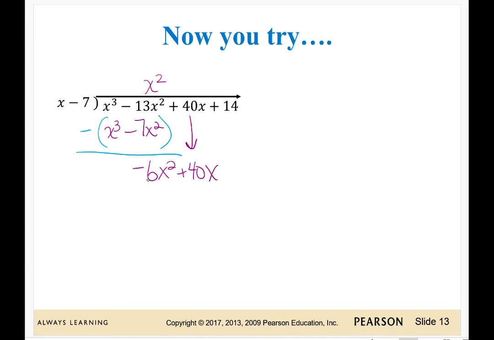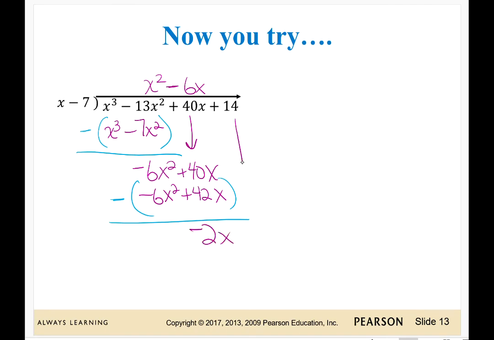So x times negative 6x, so this would be minus 6x. So negative 6x times x gives me the negative 6x squared. Negative 6x times negative 7 is positive 42. I'm going to subtract all that stuff. So subtracting a negative is adding the 6x squared, so that'll go away. And then 40 minus 42 would give me negative 2x. And then I'm going to bring down the positive 14.